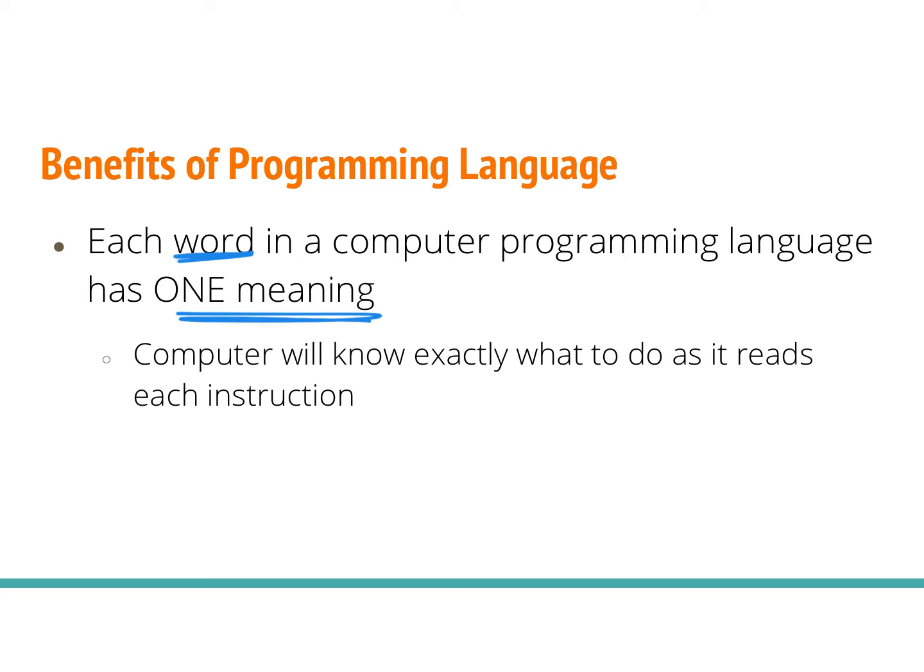So the computer is not going to get confused. It's going to read the word, it has one meaning, it's going to complete that action. Computers will know exactly what to do when you use programming languages because there's no need to interpret anything. They will do exactly what the programming language says because each word has one meaning.